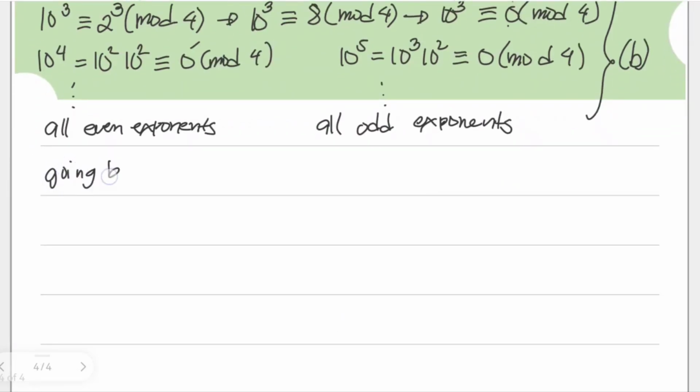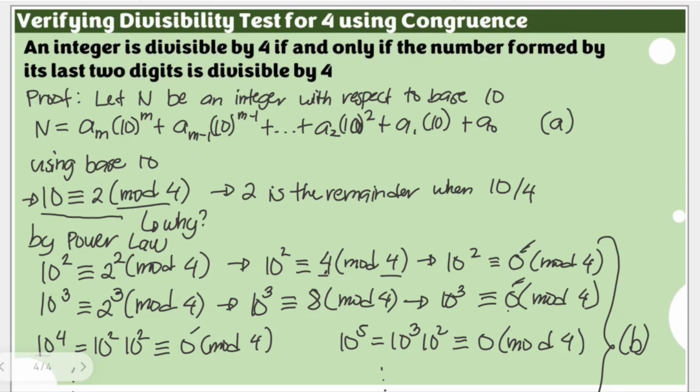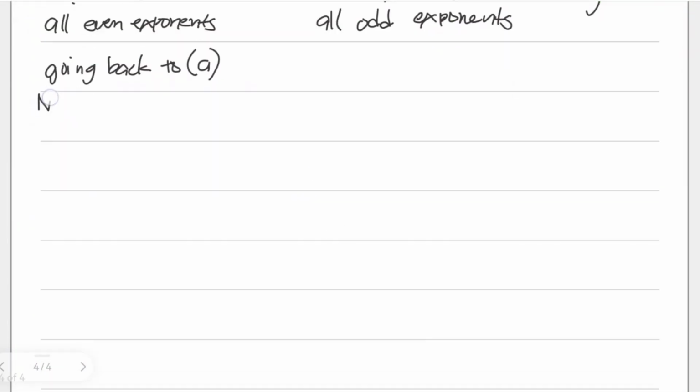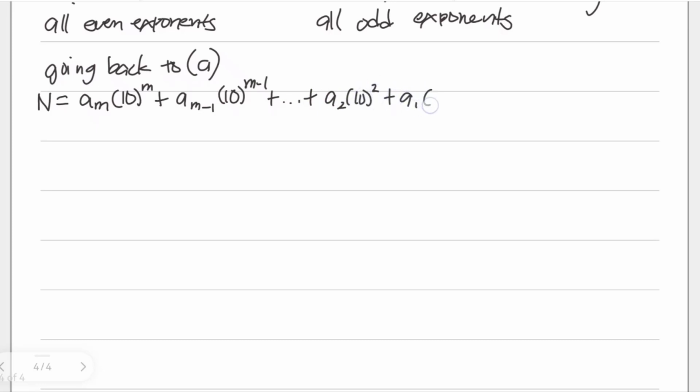Going back to A, which is our representation of n, okay, with base 10. And we are using here base 10. That's the concept. So you will have here our n is equal to a sub m times 10 to the power of m plus a sub m minus 1 times 10 to the power of m minus 1 plus dot dot dot plus a sub 2 times 10 squared plus a sub 1 times 10 plus a sub 0 times 10 to the power of 0, of course.